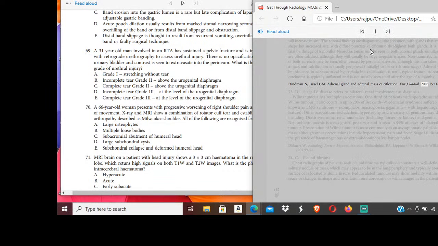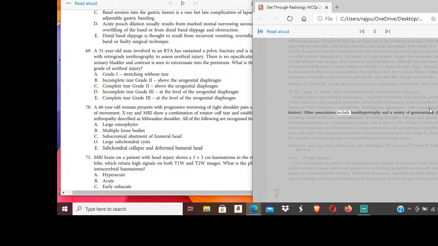Radiol. 2005, 15:1163-7. 73. D. Stage 4 disease refers to bilateral renal involvement at diagnosis. Wilms tumor has multiple associations. 1/3 of patients with sporadic aniridia develop Wilms tumor. It also occurs in up to 20% of Beckwith-Wiedemann syndrome sufferers, otherwise known as EMG syndrome. Exomphalos, macroglossia, gigantism with hepatomegaly are also a feature.